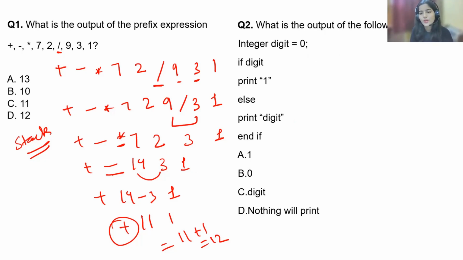Well, let's move to our next question: what is the output of the following code? This is the code given to us. Integer digit is equal to 0. There is a variable digit which has been assigned 0. Next we have an if digit. The digit value is 0. Simply we are doing if 0.